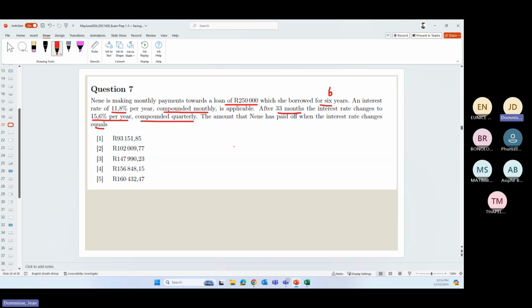Okay, so let's just take this a bit step by step. So Nene is making monthly payments towards a loan of 250,000, which she borrowed for 6 years, an interest rate of 11.8% per year compounded monthly is applicable. Okay, so let's first do that component before things change.